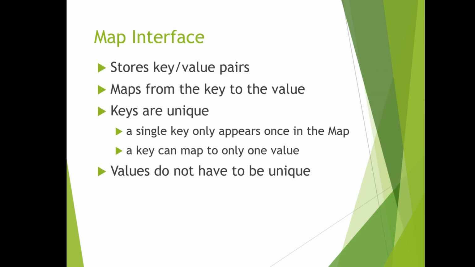Here it stores key and value pairs, mapping from the key to the values. The keys must be unique. A key can map to only one value, and a single key appears only once in a map. Values do not have to be unique, so you can have duplicates. For example, the value for key number one and the value for key number two can be the same.